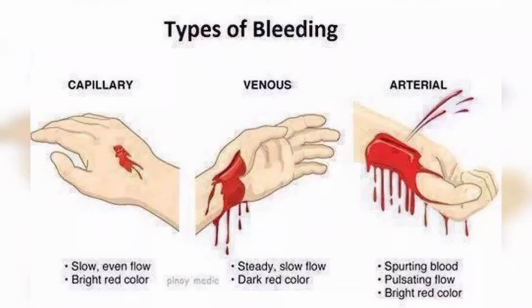Types of bleeding include capillary bleeding, in which the blood flow is slow and even, and the blood is bright red in color. And venous bleeding, which is slow and steady, but the blood is dark red in color. In arterial bleeding, there is a pulsating flow and the blood will be spouting. Also, the color will be bright red.